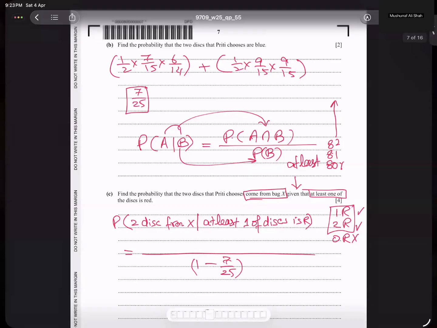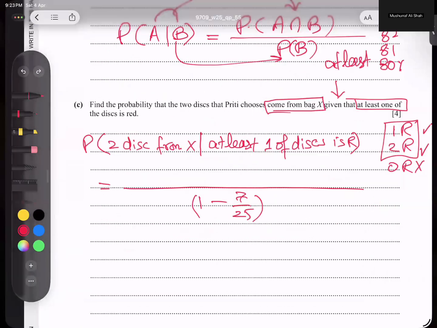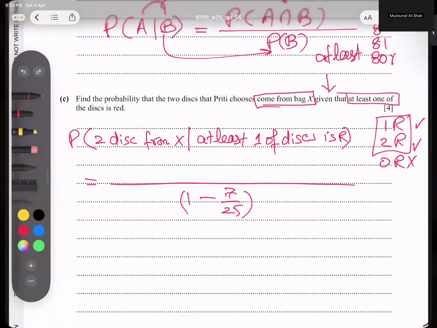How to read this one, student? I said before that I have to go over the 'and' part. So read please, reading the 'and' part. Remove this slash sign. I'm writing in blue color, 'and' part. So how to read it? 2 discs from bag X and at least 1 disc is red. Repeat my words: 2 discs taken from bag X and at least 1 disc is red.